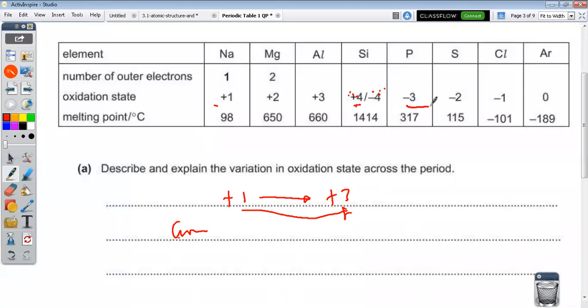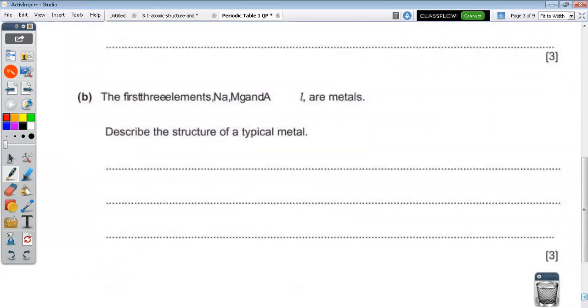After group 4, you are increasing from -3 to what? To 0. Sorry, the oxidation state is actually increasing. -3 is negative. We are increasing towards 0. So the oxidation state is increasing from -3 to 0. Are we together then? You are explaining the trends that you see in oxidation state, and we should only stick to oxidation state. That's not difficult to get 3 marks for simply describing trends.